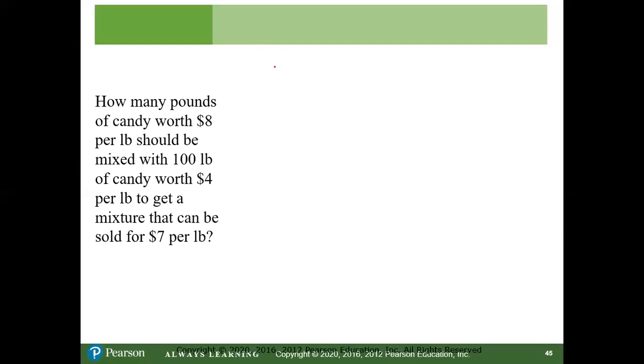So our unknown is X. We'll set that to be the amount of pounds of $8 per pound candy. So that's our unknown. And again, we're mixing these. So we're adding the amount of pounds here to the amount of pounds of $4 candy, which they very nicely told us is 100 pounds. So this is going to be X number of pounds plus 100 pounds, okay, is going to be equal to some amount of pounds that's going to be worth $7 a pound.